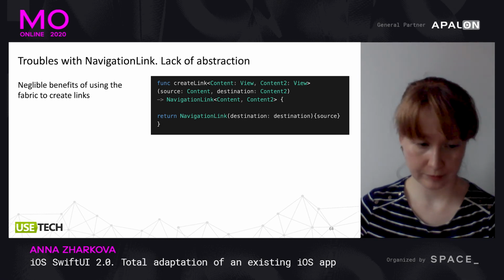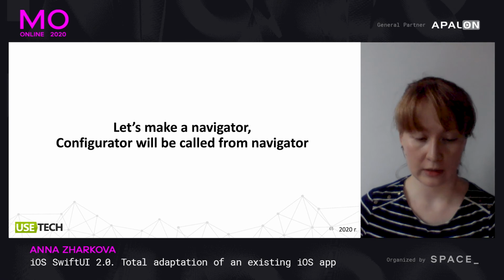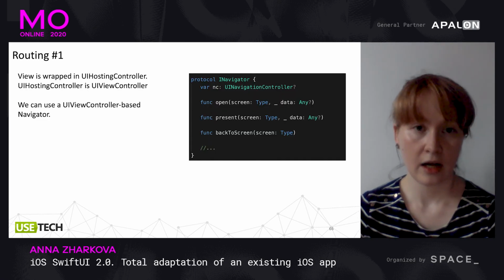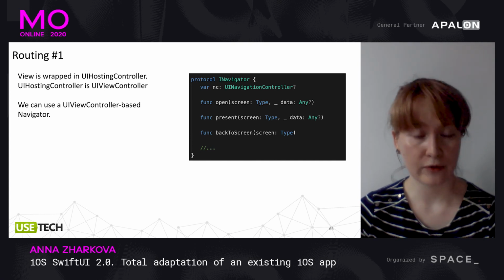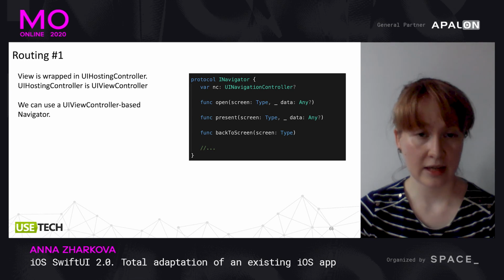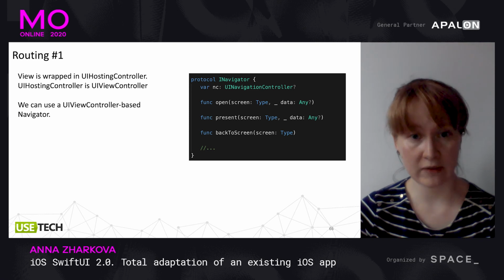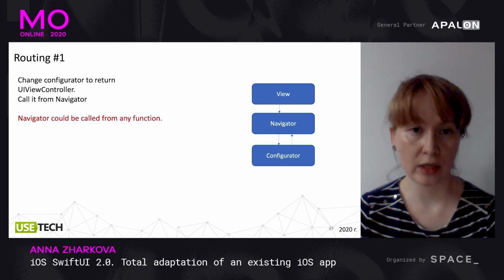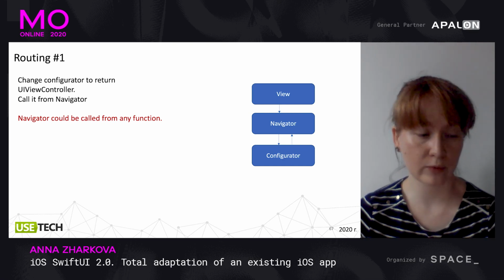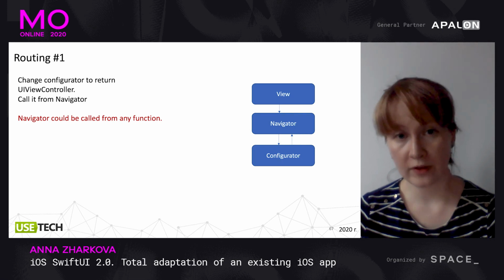What should be done? We could make some navigator, and we will call our configurator from the navigator. There are two ways to create a navigator. First, we can wrap all our views in a hosting controller, and as UIHostingController is a UIViewController, we can use a UIViewController-based navigator. We will put a view in UIHostingController in our configurator, make some changes in our configurator, and call our specific configurator from the navigator.